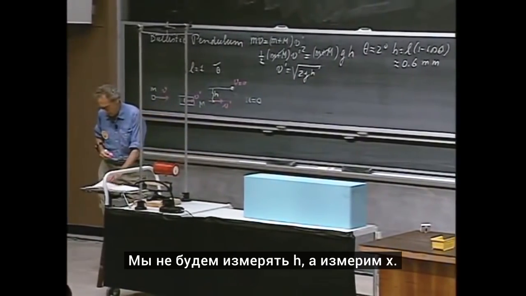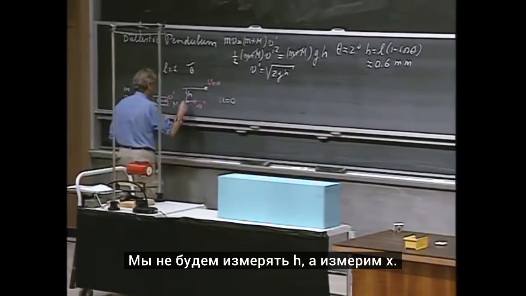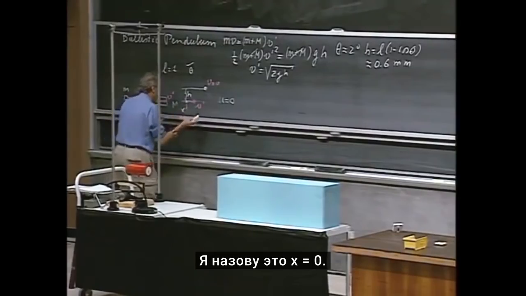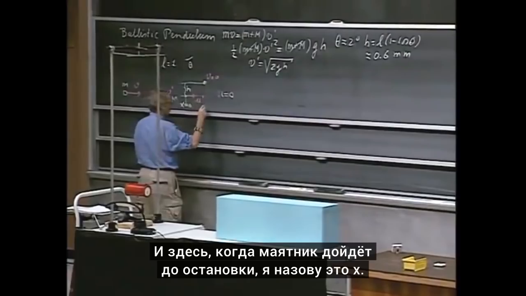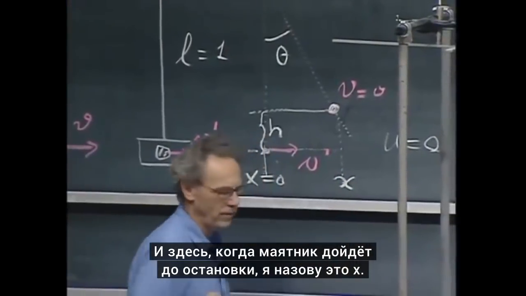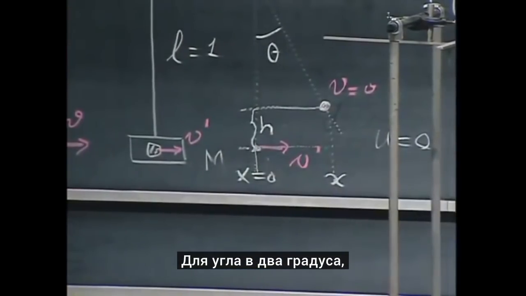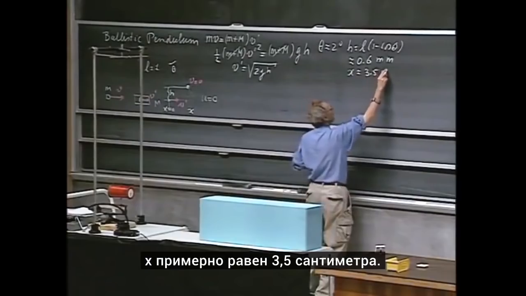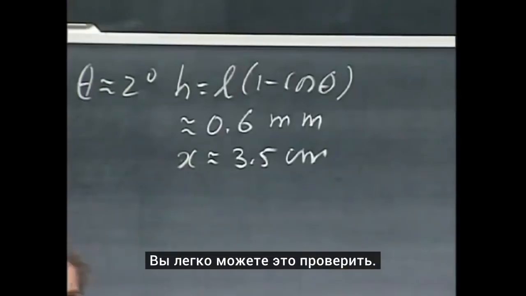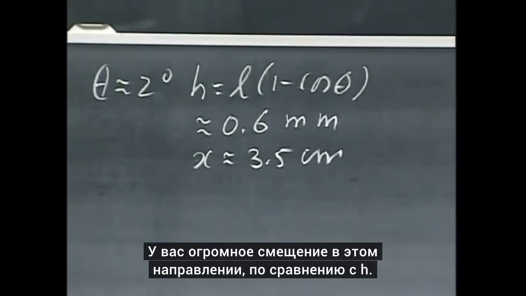So what are we going to do now? Well, we are going to not measure h, but we are going to measure x. I call this x equals 0. And here, when the pendulum comes to a halt, I call that x. For a 2-degree angle, x is approximately 3.5 centimeters. It can easily be checked by you, of course. So you get a huge displacement in this direction compared to h.